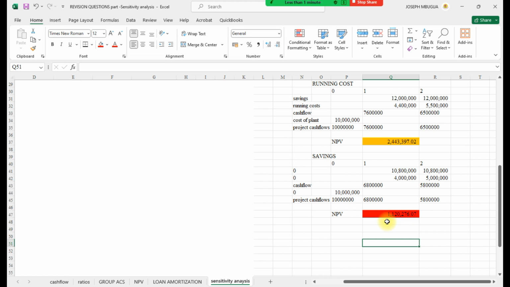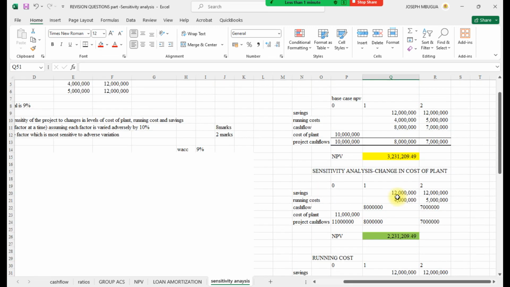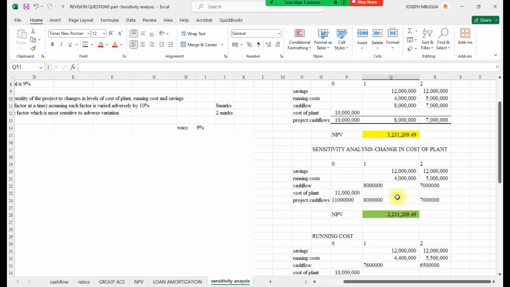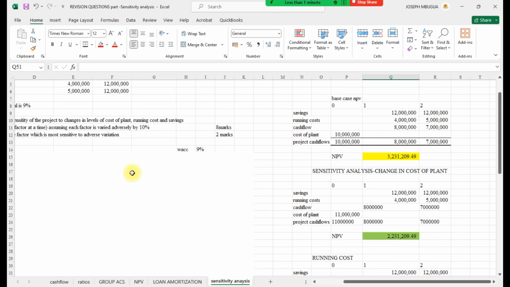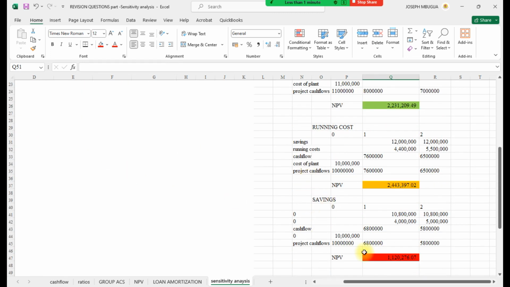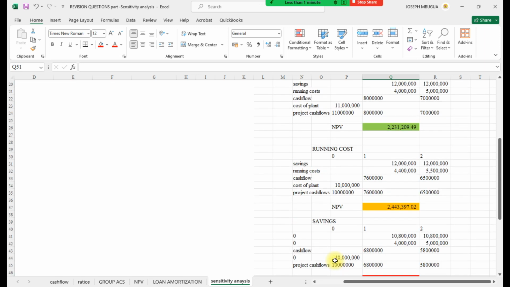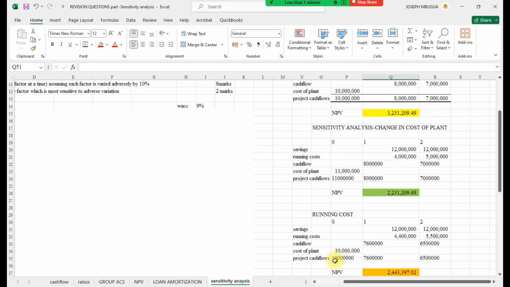You find that in this case, when you vary savings adversely, it is giving us an NPV of 1,120,000. The other ones are 2.4 and 2.2, and the initial one was 3. If you calculate the percentages the way we have calculated, you will note that the factor most sensitive to adverse variation will be our savings, because it gives a very big reduction in the value of NPV. So that's how that question was supposed to be calculated for sensitivity analysis.